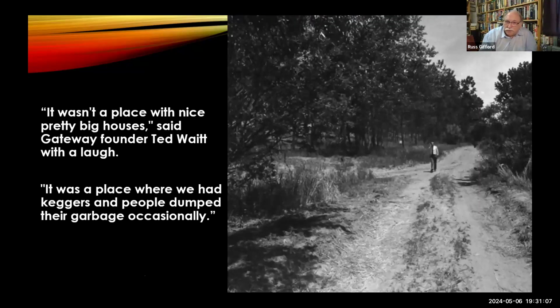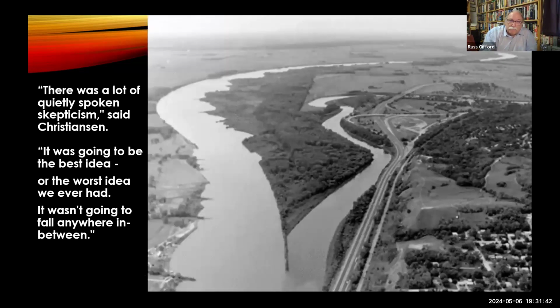But we got to remember this is wildland, and as Ted Waite, the guy that would end up as founder of Gateway, would say, this wasn't a place with nice, pretty, big houses. It's a place where we had keggers and people dumped their garbage occasionally. This is a picture of Russ Christensen out there in that area where they're going to be looking at. This is what it looked like. There's nothing, there's no development here. Well, speaking of which, that's one of the things we have to look at, here's that view again. This is from 1988.